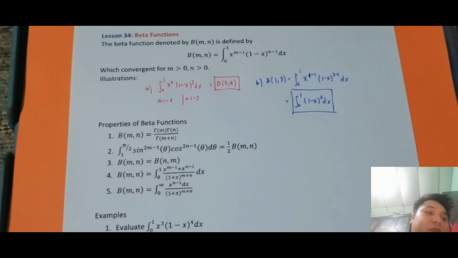Now, let's have the properties of the beta function. Paano nga ba siya ini-evaluate o paano siya sinosolve? Kung napapansin nyo, para masolve mo ang beta, we are going to use gamma. Okay, so meaning nandito pa rin si properties of gamma. So, properties of beta function number 1: if you are going to solve the value of beta of m, n, that is only equal to gamma of m times gamma of n all over gamma of m plus n.